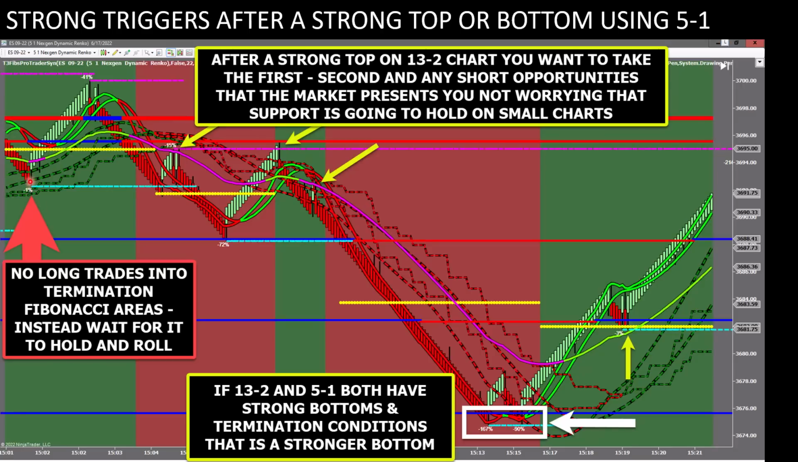You may have what looks like one more long trade, but it might be into resistance that might hold, right? So this is kind of what we say when we say don't take trades into a termination area. Instead, wait for the termination to hold on the larger chart, the triggers to roll on the larger chart, and then we're looking for the entry short. And then same thing in reverse. If, let's just say hypothetically, the 13.2 chart is a good bottom and the triggers roll, and the 5.1 chart has a good bottom and the triggers roll, we're going to look for trades going the other way. Pretty straightforward concepts.